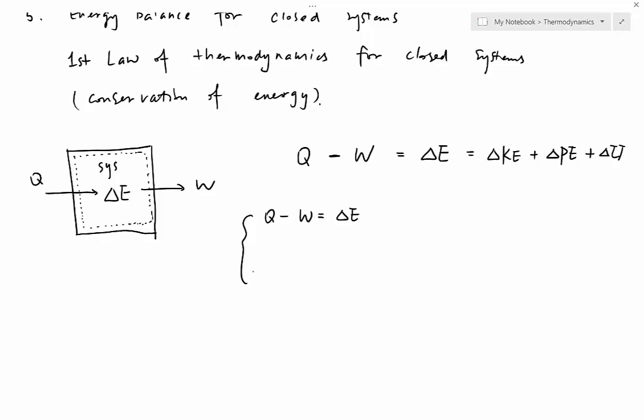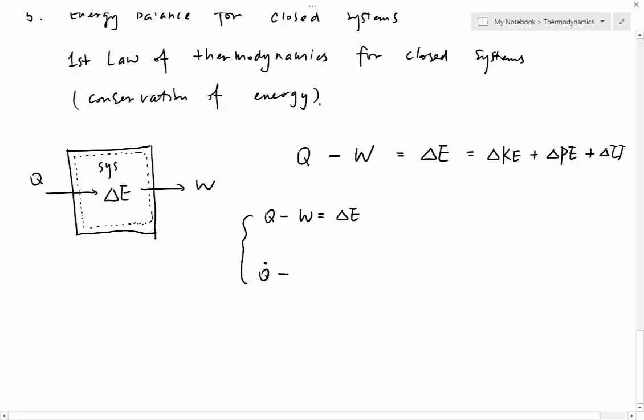What is our option number two? We can easily rewrite this equation into a different format. How do we do that? It's very straightforward. We just divide every term in this equation by time. So let's do the first one, Q over time. Heat transfer over time, what is that? Q dot, the heat transfer rate, minus W over time.